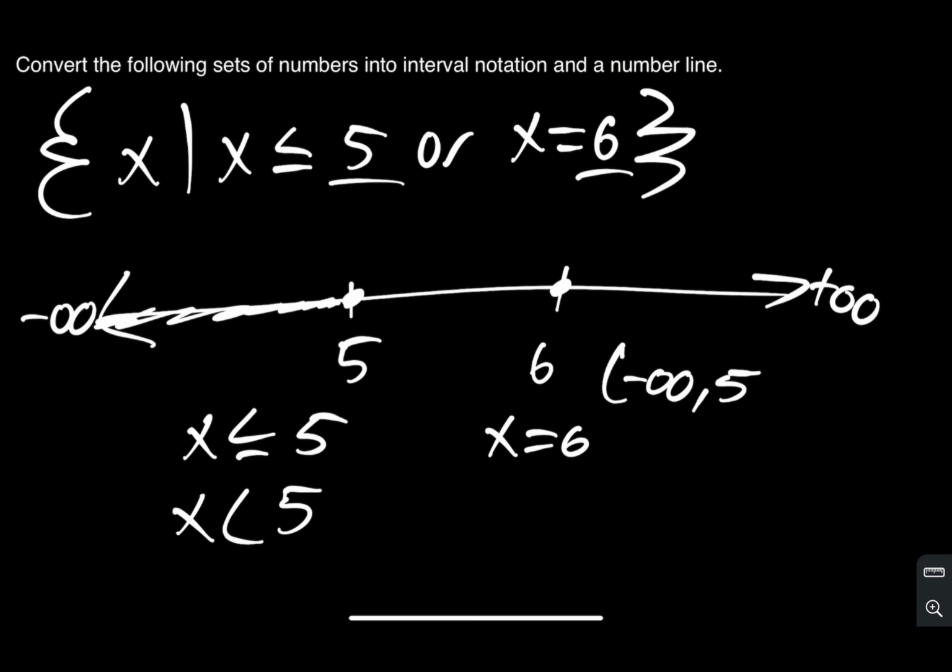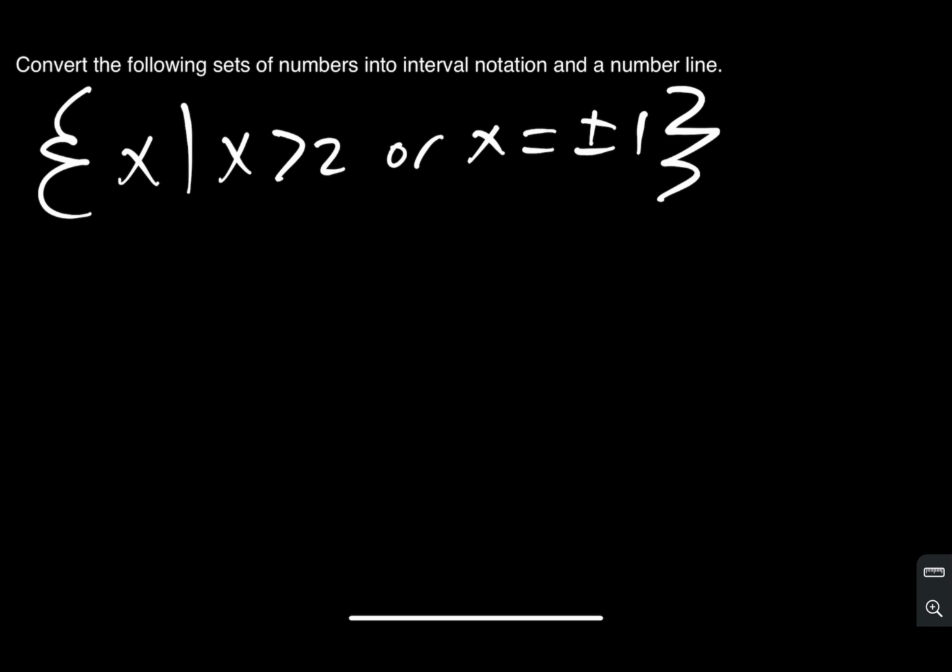For the infinities, we always use parentheses, and at 5, we have a shaded endpoint, so we use a bracket. Then we have a gap between 5 and 6, so we have to use a union symbol. Do the union, and then 6, since we have just 6 and not 6 going to something, we have to use braces. And that's your answer.